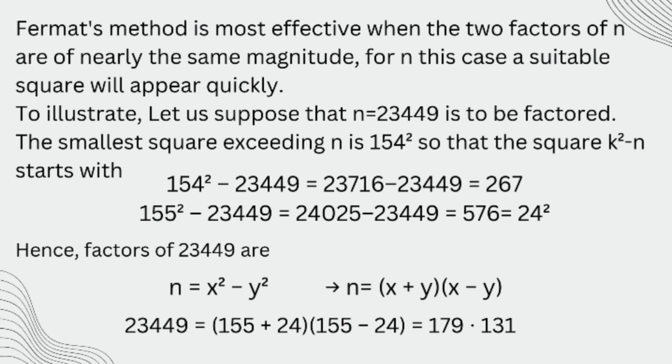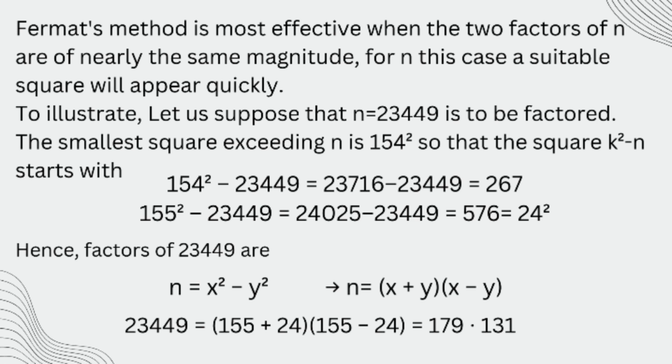So, to illustrate po, let us suppose that n is equal to 23,449 is to be factored. So, the smallest square exceeding n is 154 squared, so that the square k squared minus n starts with 154 squared minus 23,449, which is equal to 23,716 minus 23,449, which is equal to 267, which is not a perfect square.